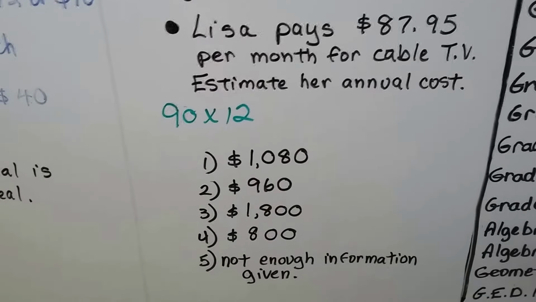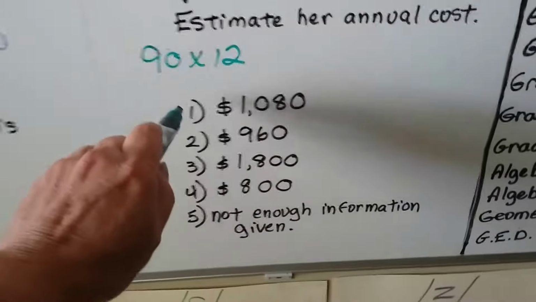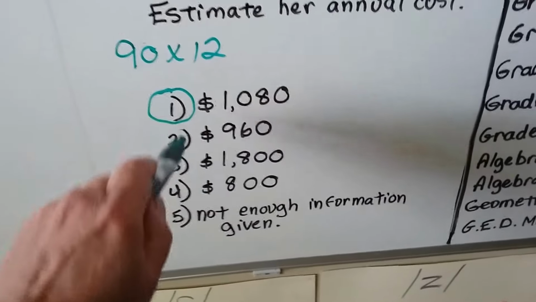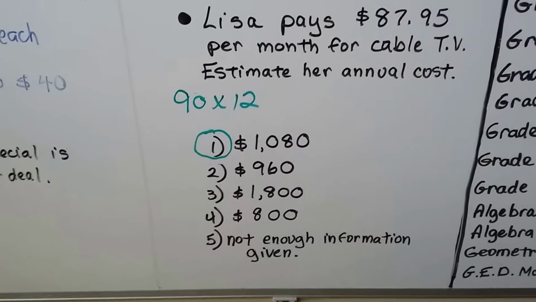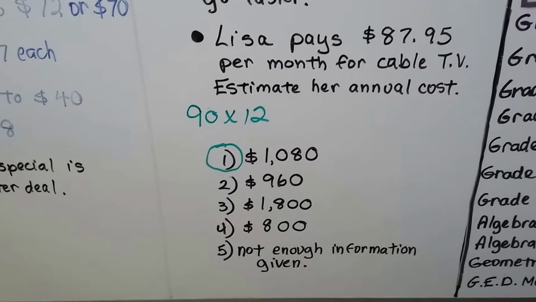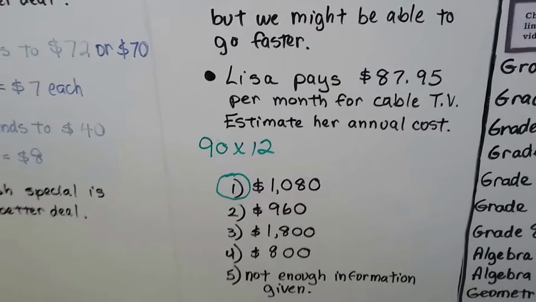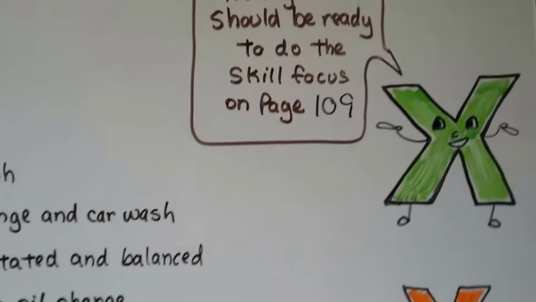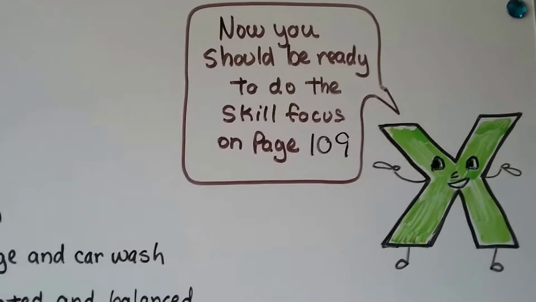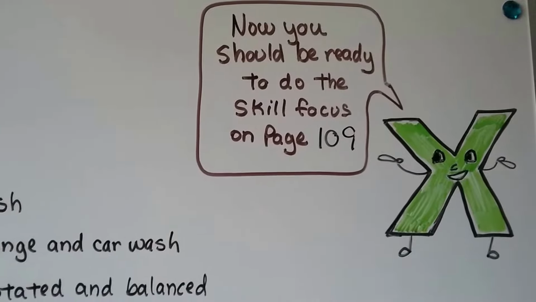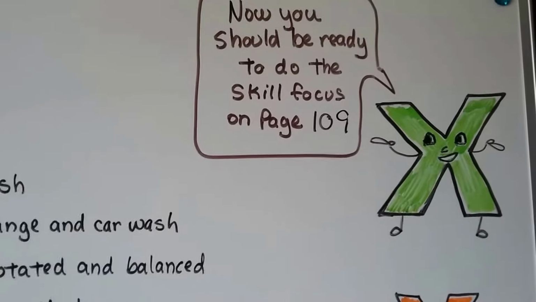You can do it real quick on your calculator too. So if you said number 1, you're right, because it would be about $1,080. We just rounded it to the nearest 10. See? Goes a lot quicker. So now you should be ready to do the skill focus on page 109, and I hope you do well. Just remember that you can round to the nearest dollar, or you could round to the nearest $5 or $10, okay?